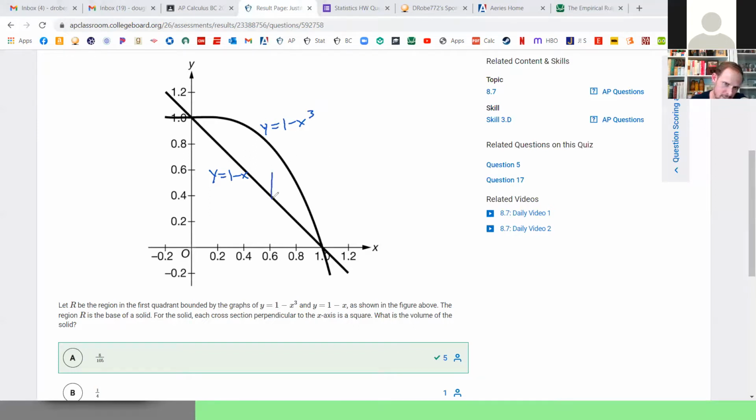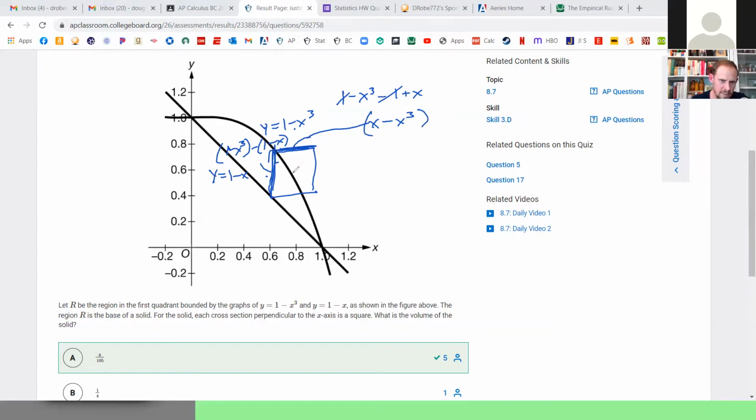So perpendicular to the x-axis means going this way. We're making squares. They're going to come out at you. So this distance here is going to be the same as this distance here because it's a square. This distance is the top curve minus the bottom curve. So this is going to be 1 minus x to the third minus 1 minus x. So 1 minus x to the third minus 1 minus negative x, so it's going to be plus x. The ones are going to cancel. We're going to get x minus x to the third for that side. So that means this side is also going to be x minus x to the third.